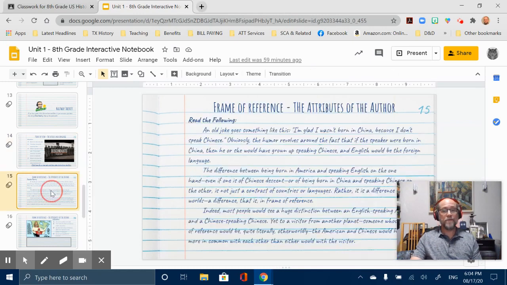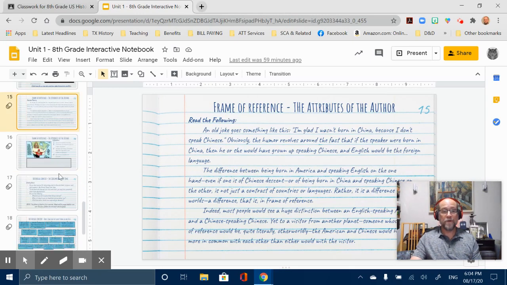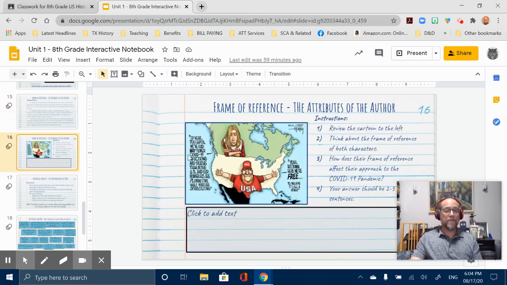The next one we have here is, of course, frame of reference. Read this little section regarding frame of reference. It's a little bit more information on it. And then here's your frame of reference work. You're going to review the cartoon, answer the question, which is in number 3. It should be 2 to 3 sentences down here in this little box.